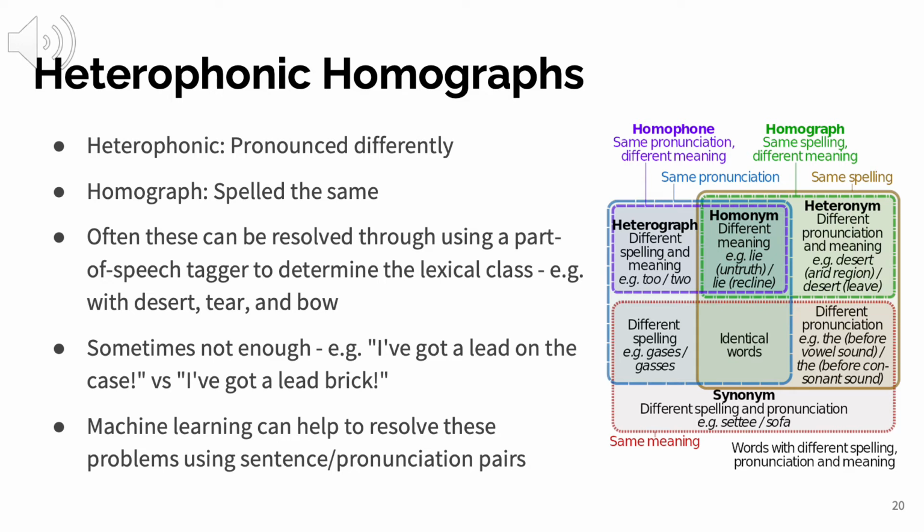But often that's not enough, so: I've got a lead on the case versus I've got a lead brick. Here lead and lead are both being used as nouns within those sentences, and so part of speech taggers aren't always enough. Again, this is somewhere where throwing machine learning at the problem is normally a really useful way of teasing out these very similar things which traditional techniques were not particularly good at.